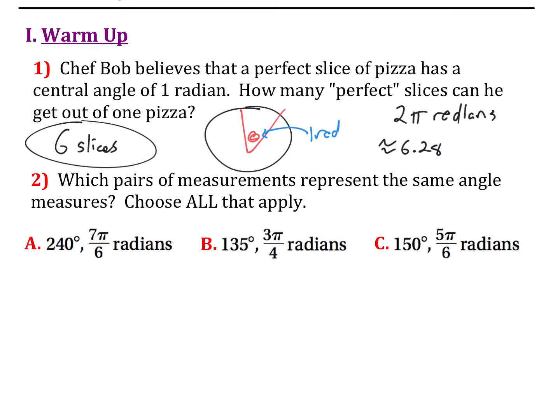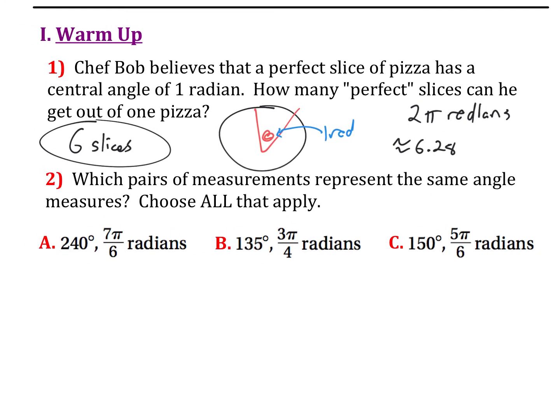All right, next one. Which pairs of measurements represent the same angle measures? Choose all that apply. Right here we have degree measure and radians, and we want to know which pairs are saying the same thing. My suggestion, because we're not super familiar with radians yet, is to take all of the radians and convert them to degrees. The conversion factor to do that is 180 over pi.